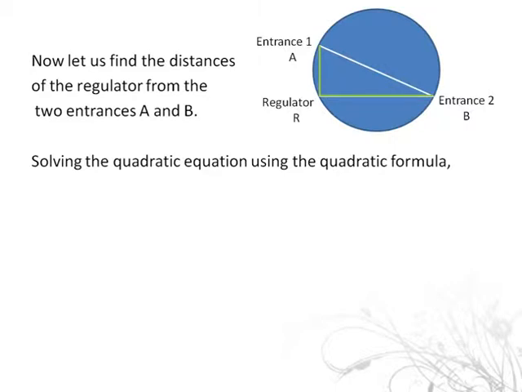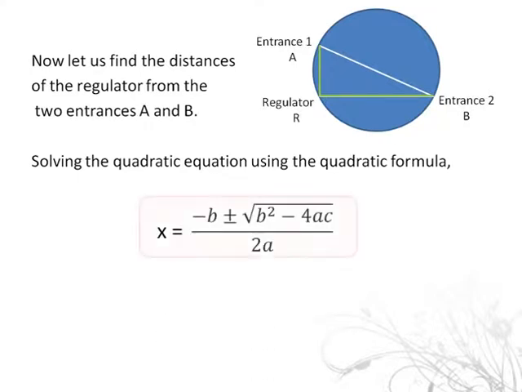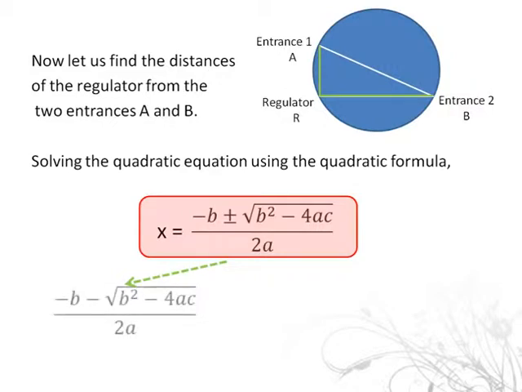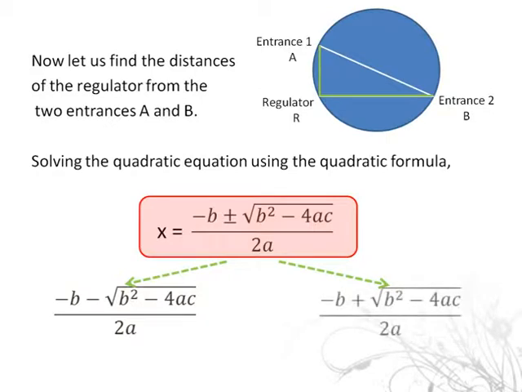Solving the quadratic equation using the quadratic formula, we can get the distances AR and RB from the quadratic equation that we formed earlier. The quadratic formula, if you recall, yields the solution x equal to minus b plus minus under root of b square minus 4ac upon 2a, which could be divided into two separate roots, the first root being minus b minus under root b square minus 4ac by 2a, and the second root being minus b plus under root b square minus 4ac by 2a. Let us substitute in this formula and get the values of the two roots and find the distances AR and RB.